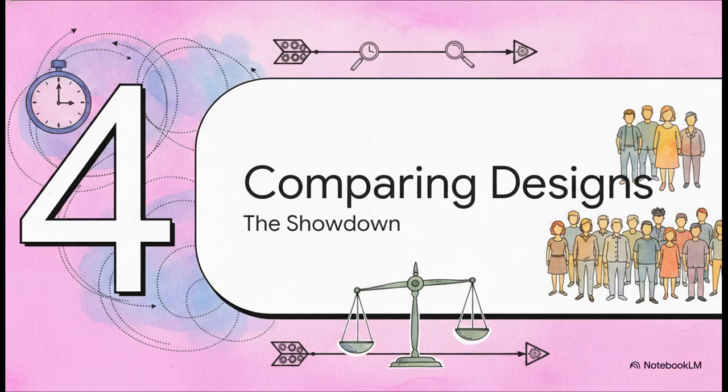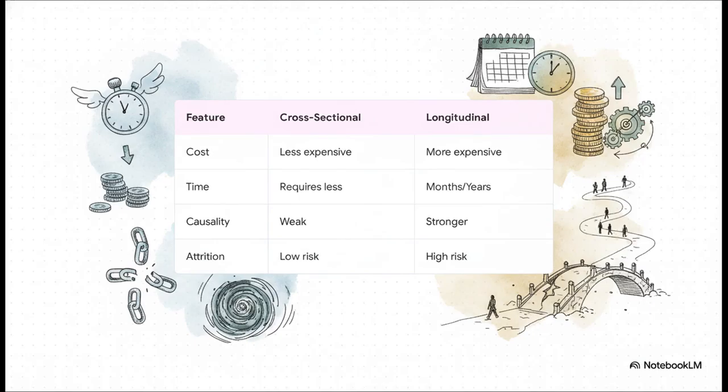All right, Section 4, comparing the 2 designs, the showdown. Let's put them head to head. Think of this comparison as your ultimate research cheat sheet. When we look at costs and time required, cross-sectional is low and quick. You can literally get it done in a matter of weeks. Longitudinal, however, is high cost and can take months or years.